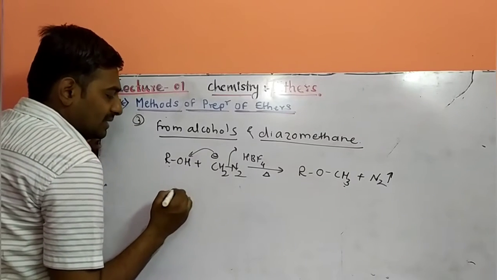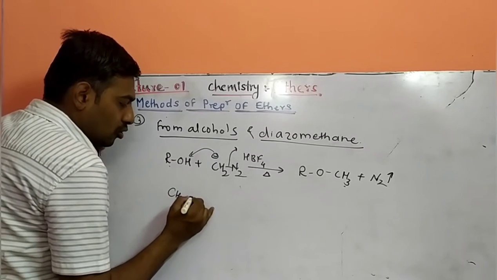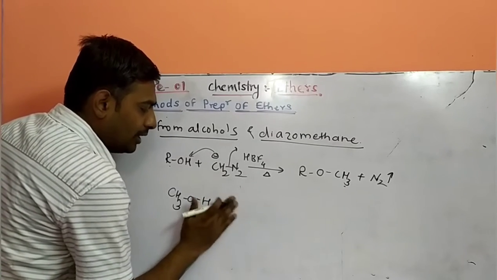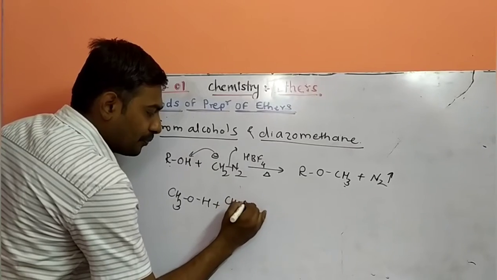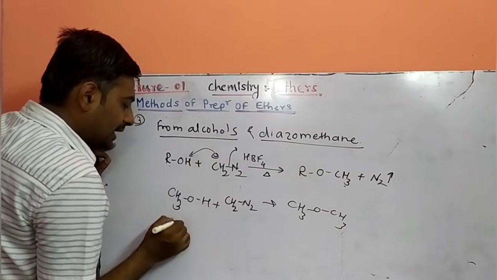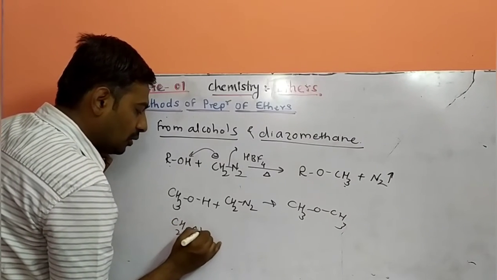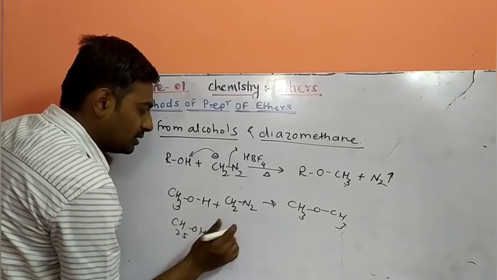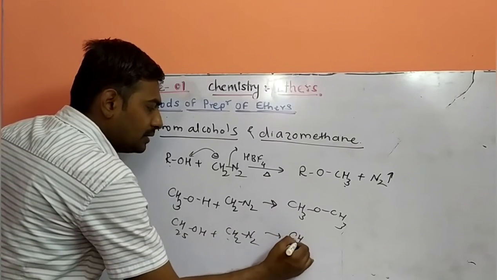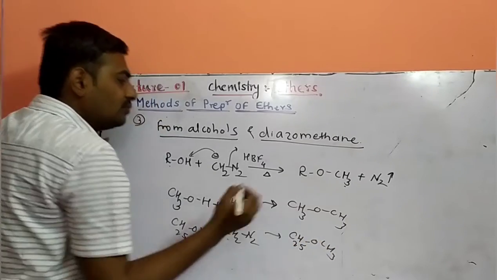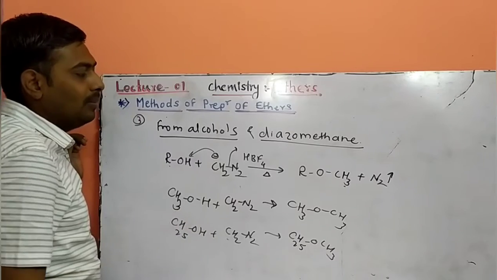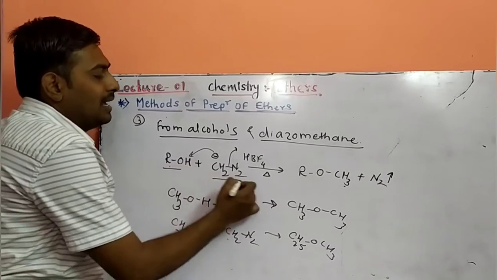So what is the example of this reaction? When methanol, CH3OH, reacts with CH2N2, what will we get? CH3OCH3. When ethanol, C2H5OH, reacts with CH2N2, what will we get? C2H5OCH3. This is the preparation of ether from alcohol and diazomethane.